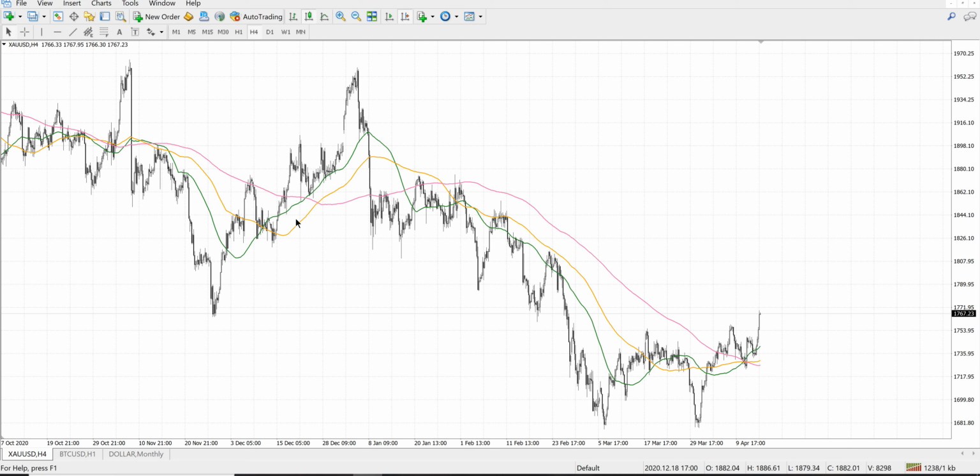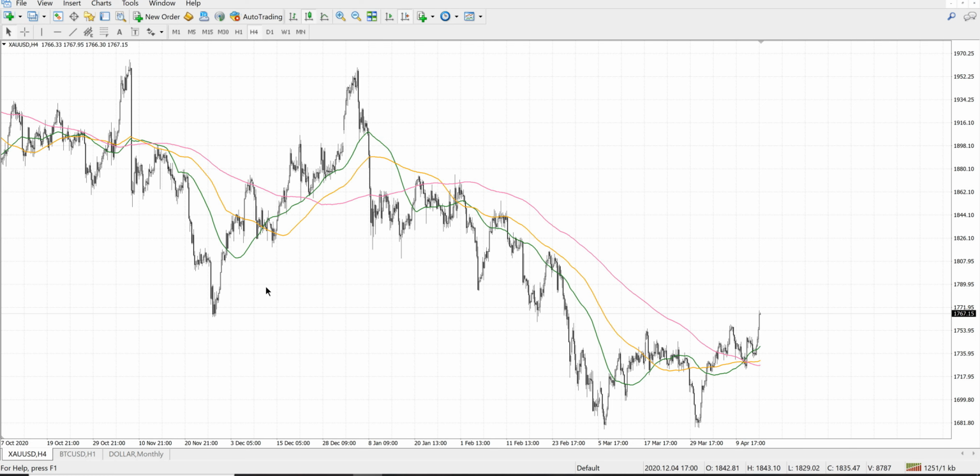Right now we're looking at the gold chart. As you can see, I have my 3 moving averages. I just use them as a reference. I don't trade specifically off them. The green has a simple moving average at 50. The orange, simple moving average at 100. Pink, simple moving average at 200.